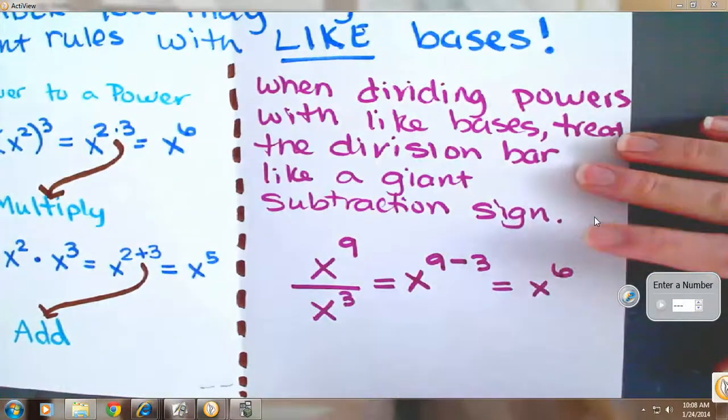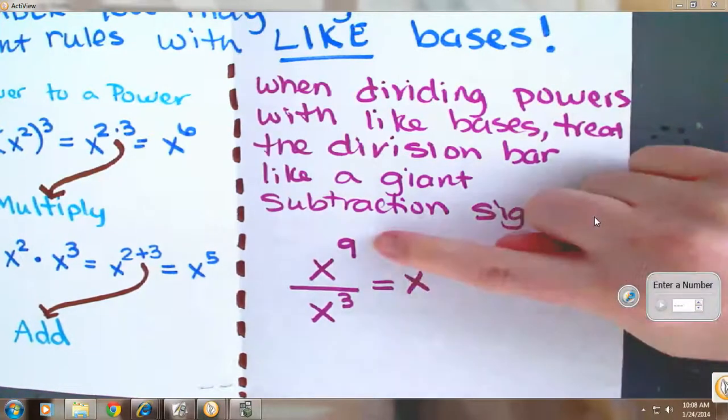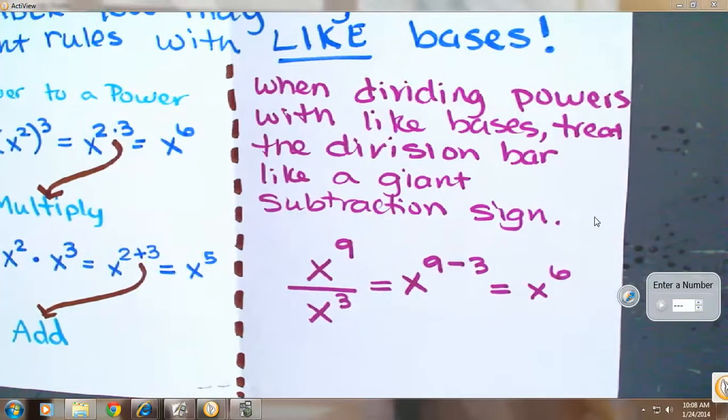Could it go the other way? Yes, you could have had x cubed divided by x to the 9th. You'd get x to the negative 6th power. And there is another step you would have to take with that. We'll learn that next. So that's our goal for today, to talk about dividing powers. And when we divide, we are going to subtract those exponents.